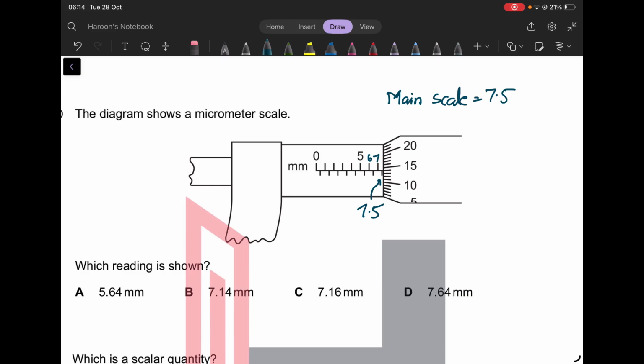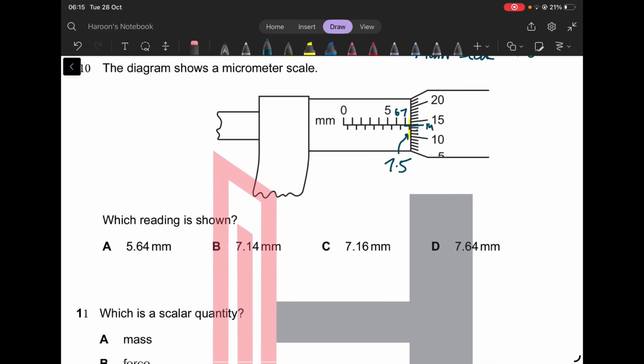Then we need this additional reading. You see this small line over here after this reading. We need this small reading as well. How do we find this reading? Wherever the datum line coincides with the thimble scale, that is the reading that we want. So you can see this is the 14th line over here. So I'll just make a line over here, 11, 12, 13, and this is the 14th line.